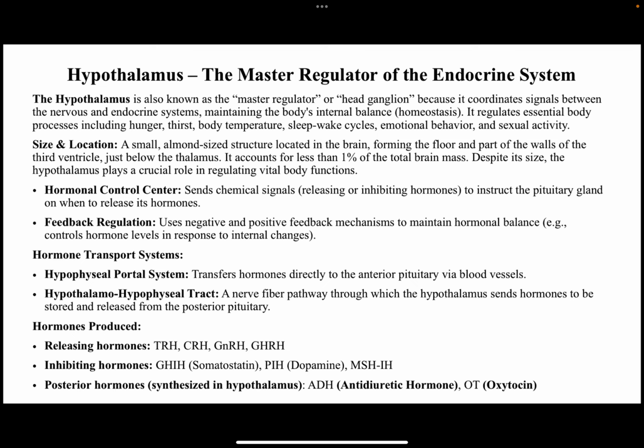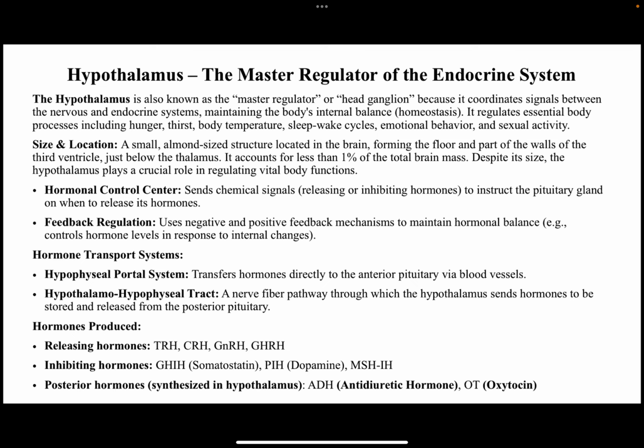Is that okay? So there are two transport systems when you are talking of the hypothalamus. They connect the hypothalamus to the anterior pituitary and to the posterior pituitary. What are these transport systems? The transport system connecting the hypothalamus to the anterior pituitary is via blood vessels, and so we call that transport system the hypophyseal portal system or adenohypophyseal system.